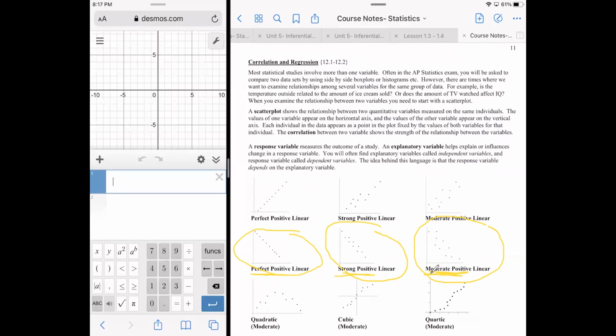So these should be perfect negative, strong negative, and moderate negative. If you have the handouts or if you're taking notes, then those should be different. And again, typo bonus opportunities. There are three of them right there.